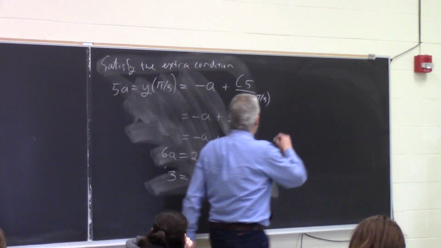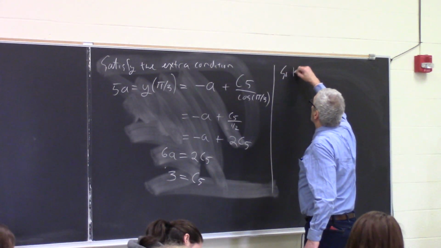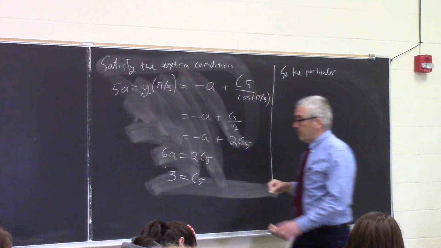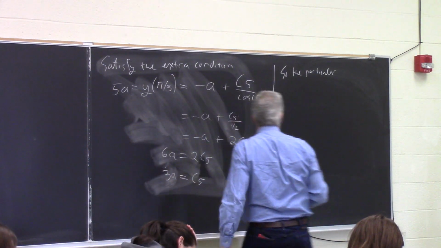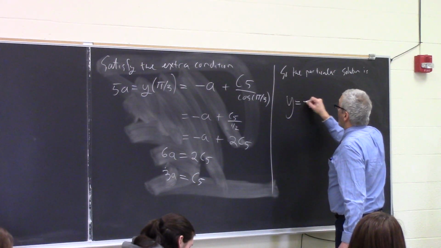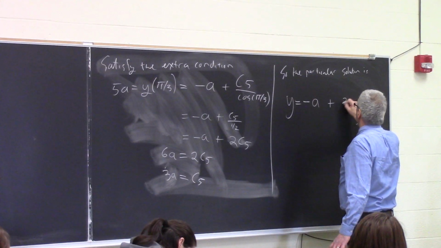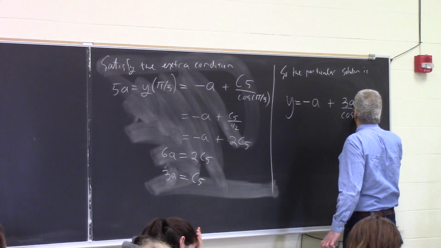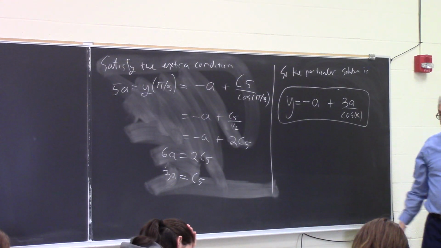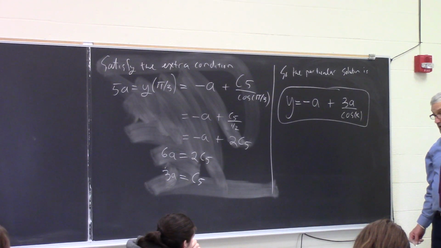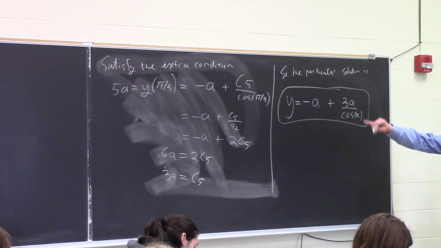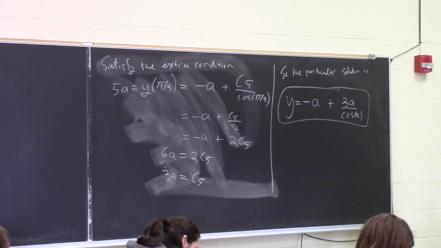So the particular solution, well, yeah, 3a. The particular solution is y equals minus a plus 3a over cos x. There we go. Notice that's not a constant solution. There was a constant solution that was a general solution, but that particular solution, y equals negative a, is not a particular solution that satisfies our extra condition. So there we go. That's meeting part 1.